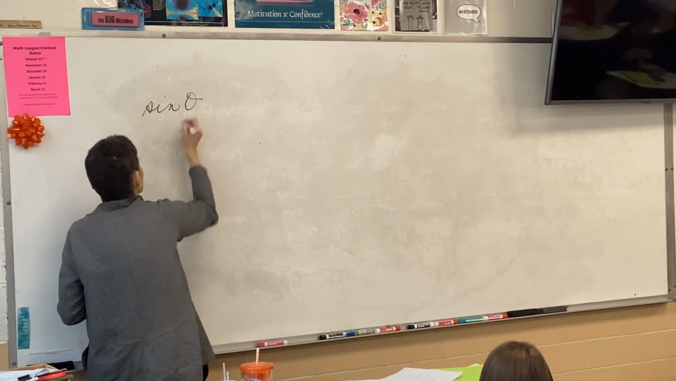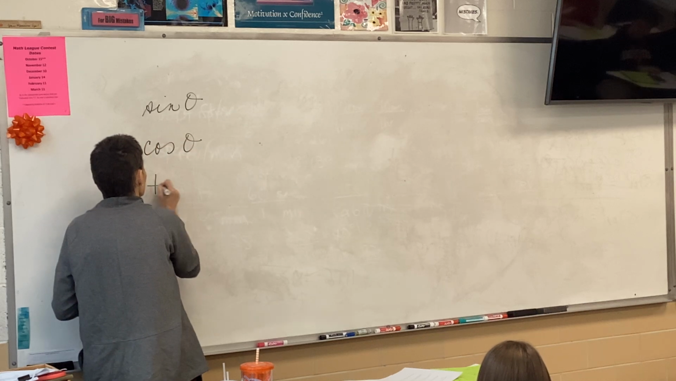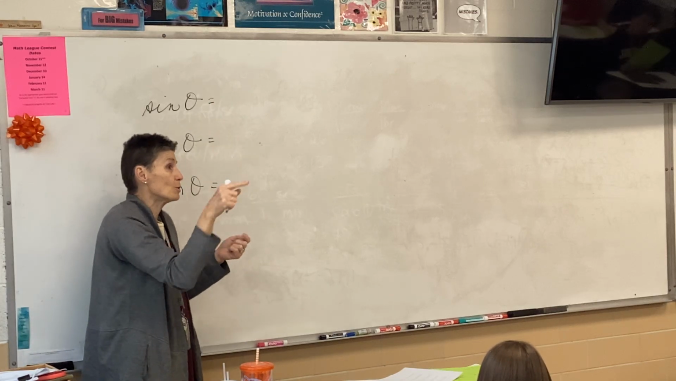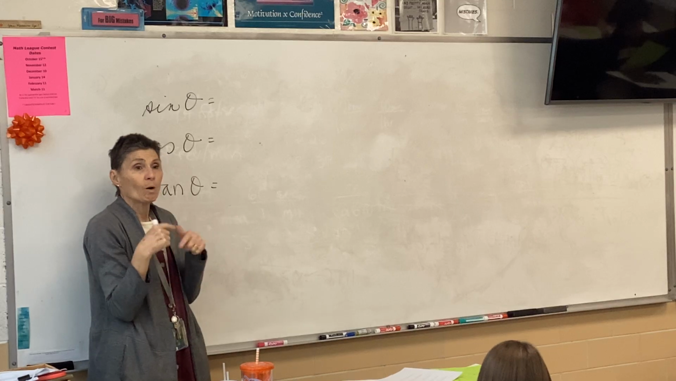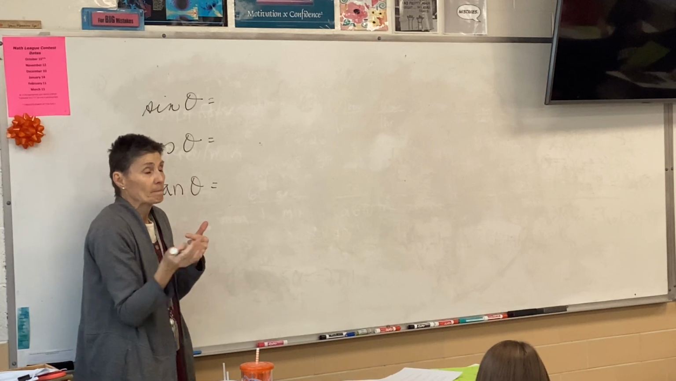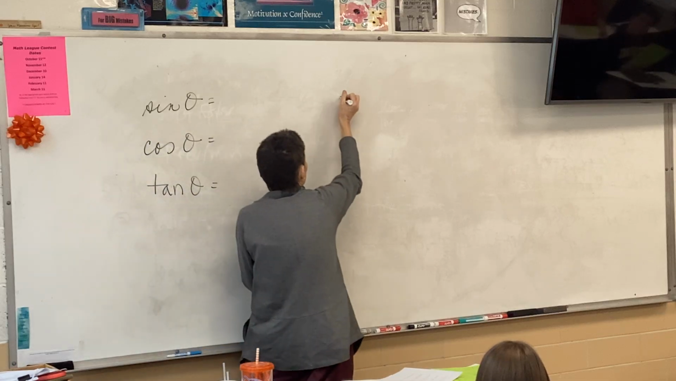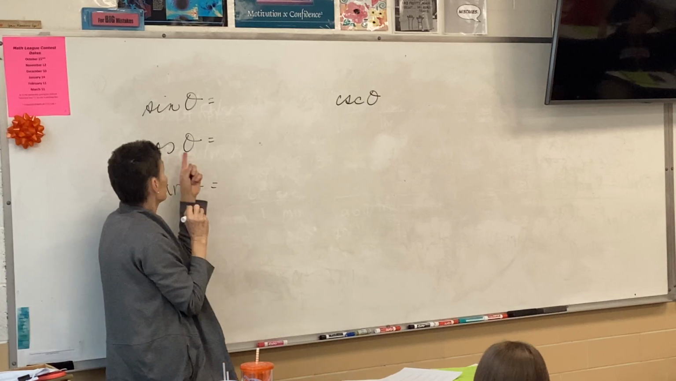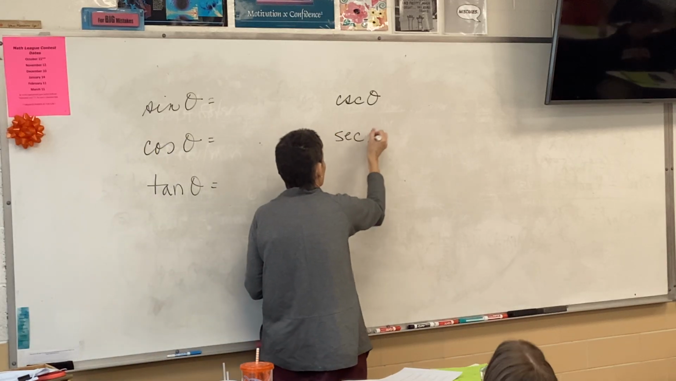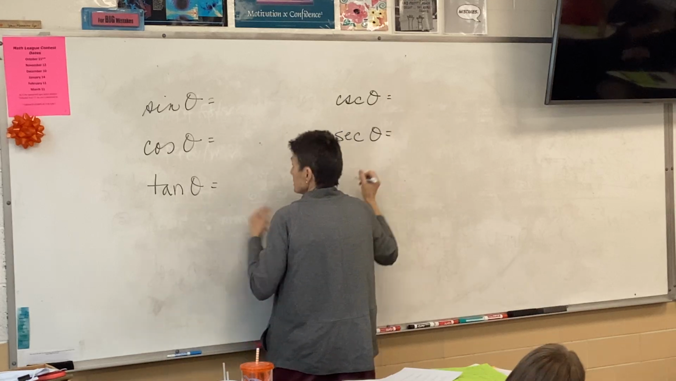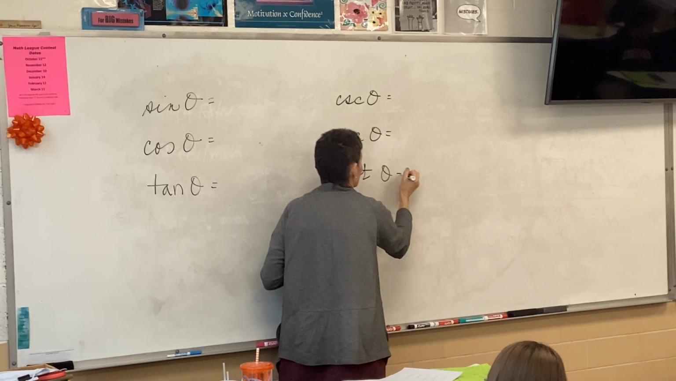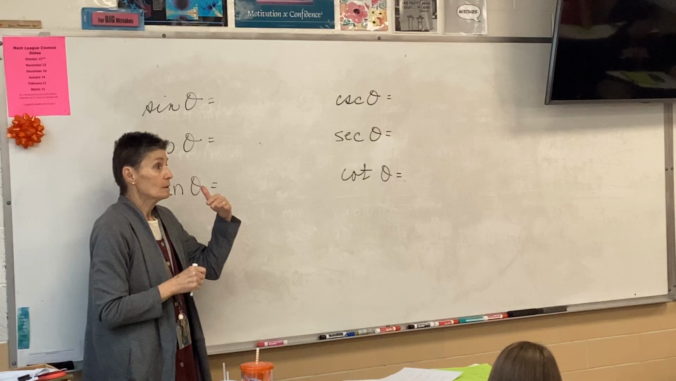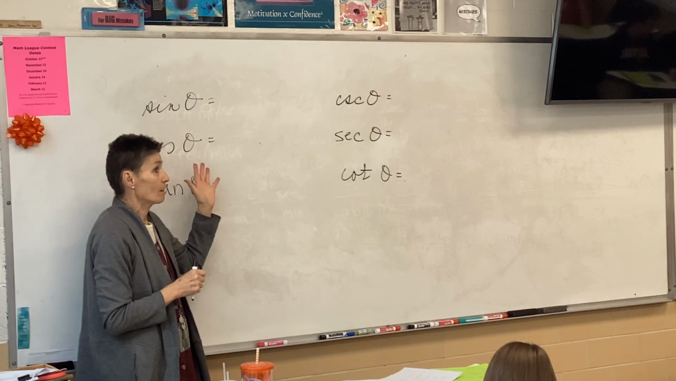We have sine, cosine, and tangent. Those are the big 3. If you look at your calculator, you know you have those buttons. But then there are what we call the reciprocal functions. The reciprocal of the sine is the cosecant. This is all on your green sheet. The reciprocal of the cosine is the secant. And the reciprocal of the tangent is the cotangent. So you need to know what they are, what their abbreviations are.